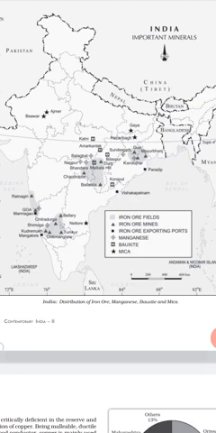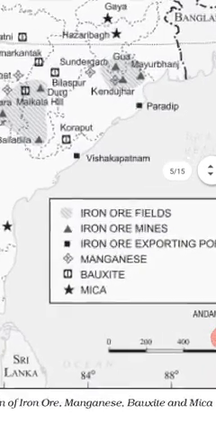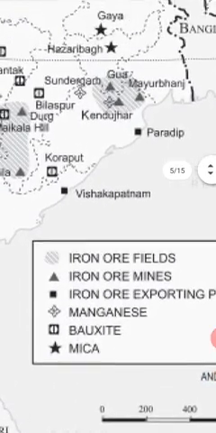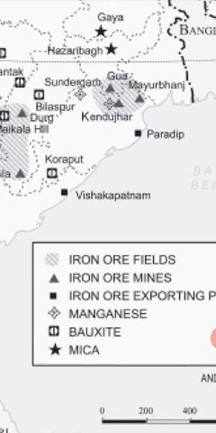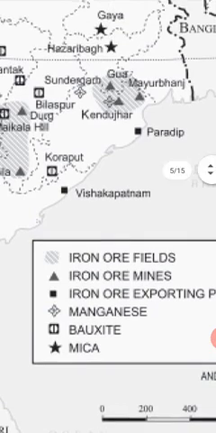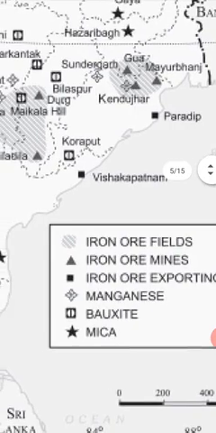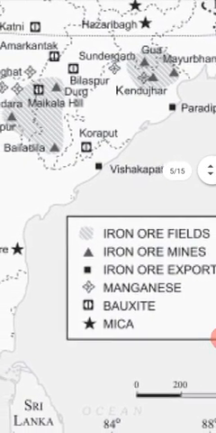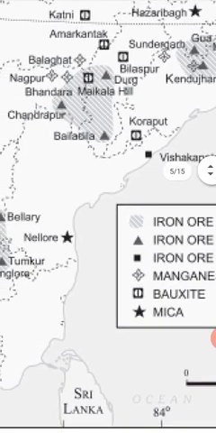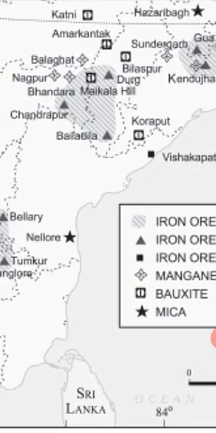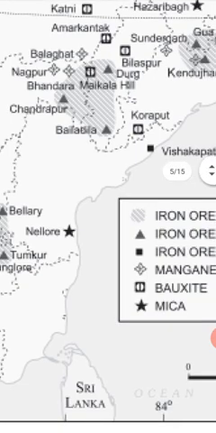Then iron ore mines, they are in triangular shape, and let us start from here, from Jharkhand and Odisha. There are Gua, Mayurbhanj and Kendujhar. These 3 iron ore mines are there, means iron is extracted from these mines. Then let us come here in Chhattisgarh, and Durg is there. Then Chandrapur, it is in Maharashtra, and the Bailadila range we discussed earlier. So these are 3 iron ore mines in the Maharashtra, Chhattisgarh belt.